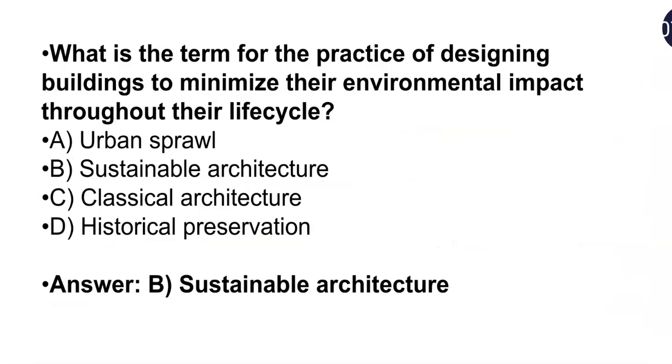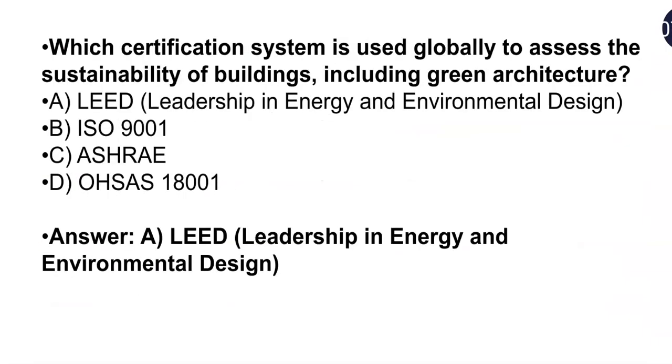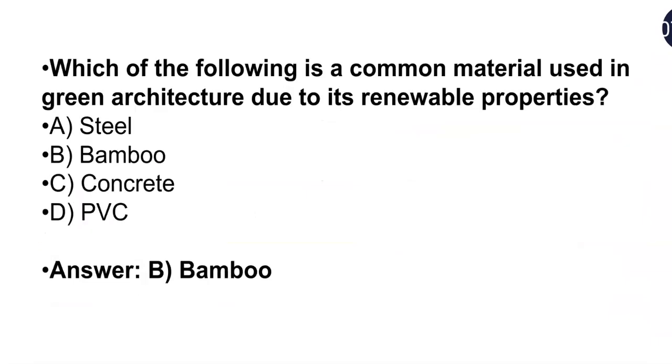What is the term for the practice of designing buildings to minimize their environmental impact throughout their lifecycle? Answer: sustainable architecture. Which certification system is used globally to assess the sustainability of buildings, including green architecture? Answer: LEED. Now, what is the full form of LEED? You may be asked in your examination. That is Leadership in Energy and Environmental Design.